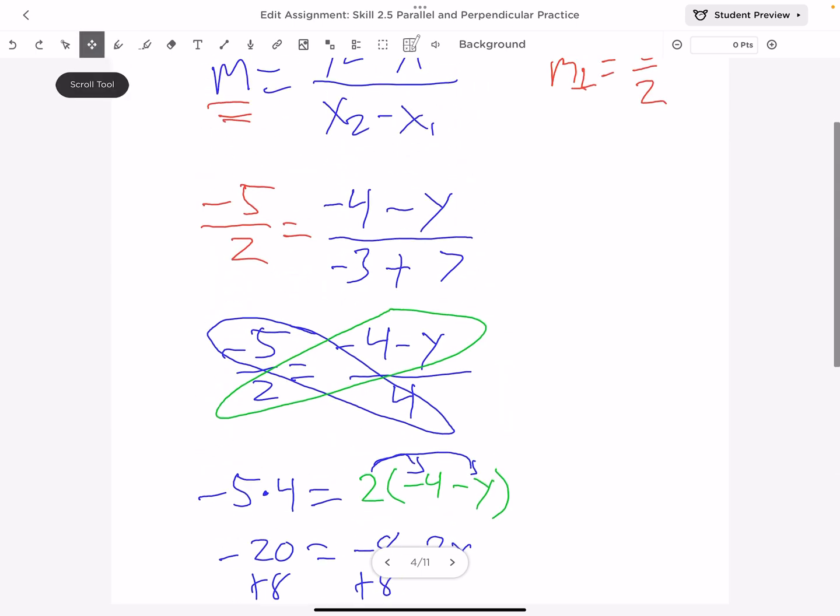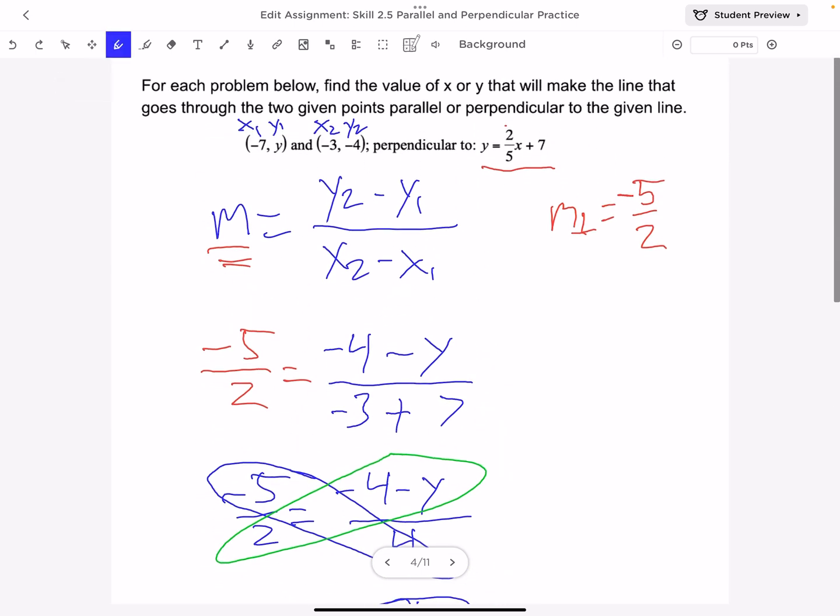And so if I plug 6 in here, I should get the points negative 7, comma 6, and negative 3, comma negative 4. And the line that goes through those 2 points should be perpendicular to my y equals 2 over 5x plus 7.